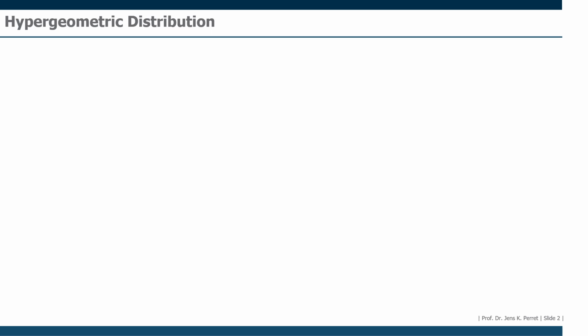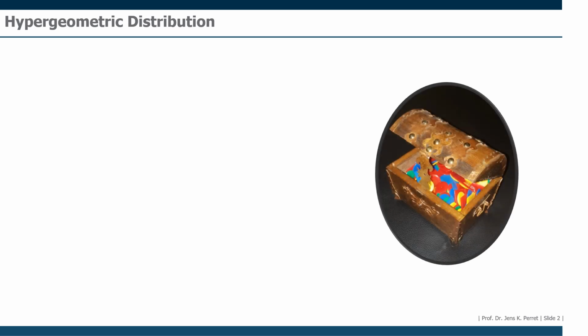This time I'm going to talk about the so-called hypergeometric distribution. With the hypergeometric distribution, we have a discrete distribution, and we could best illustrate this with the following example.